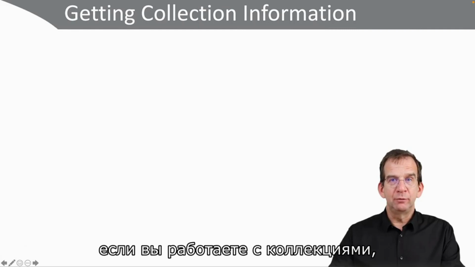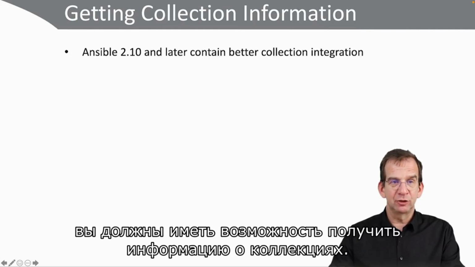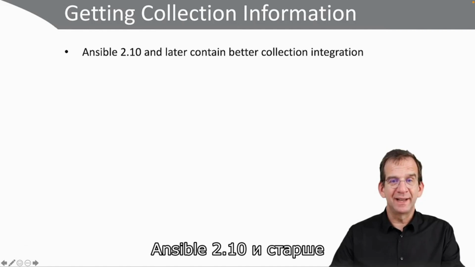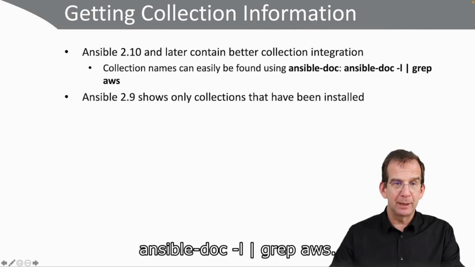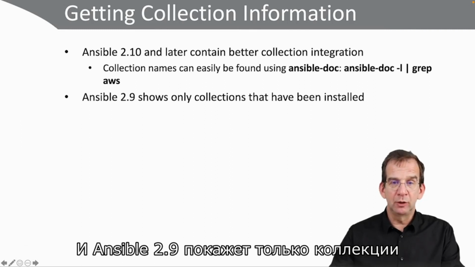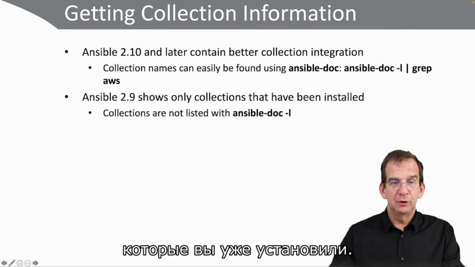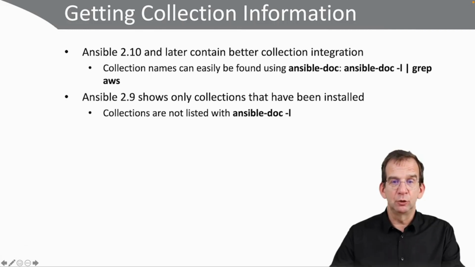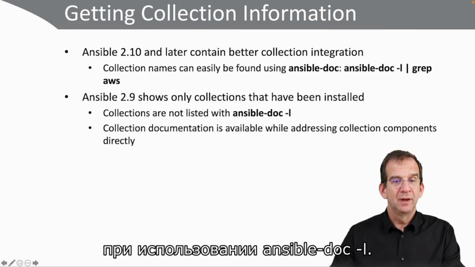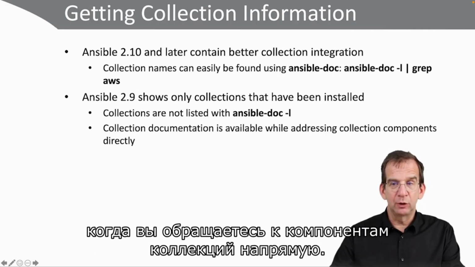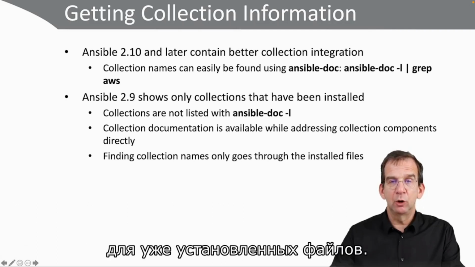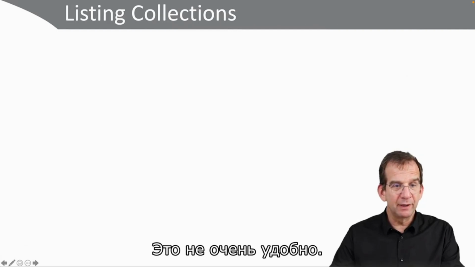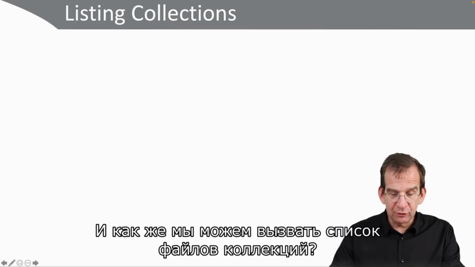Now the next thing you want to do if you're working with collections is to be able to get collection information. Ansible 2.10 and later contain better collection integration, and you can easily find collection names using ansible-doc, for example ansible-doc -l | grep aws. Ansible 2.9 only shows collections that have been installed. So collections themselves are not listed if you just do your ansible-doc -l. Collection documentation is available while addressing collection components directly, and finding collection names only goes through the installed files. That's not very convenient.